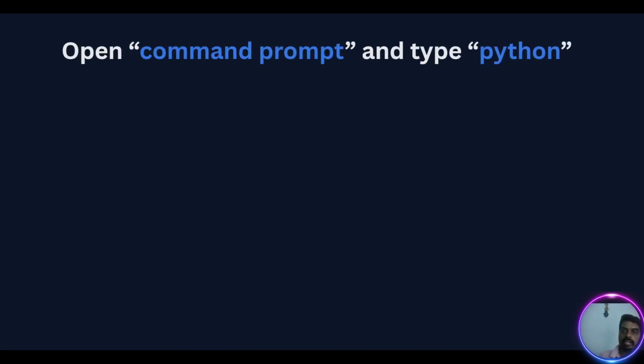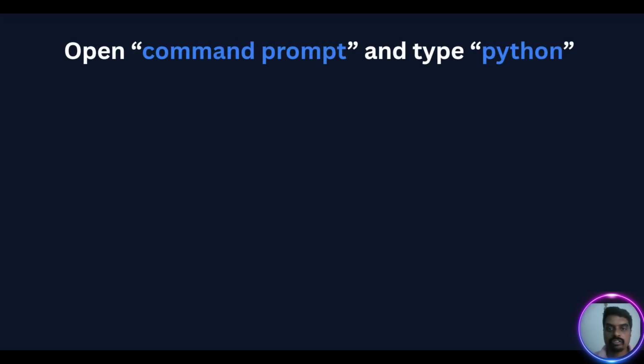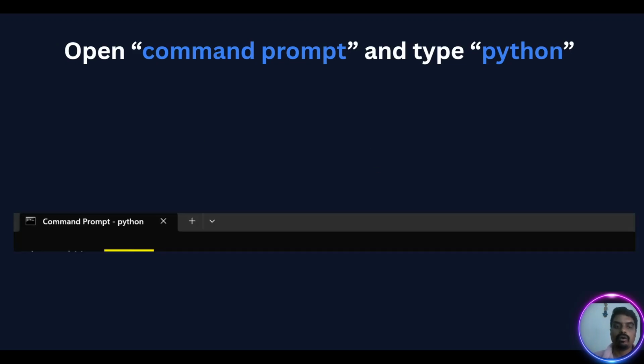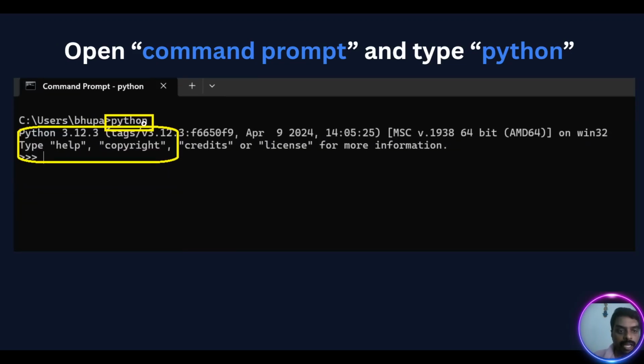Once we install Python, how can we ensure whether Python is installed successfully or not? Simply open your command prompt and just type python. You will see the Python environment of your installed version. This is the version I'm using in my system; you will get a different version number in your system.